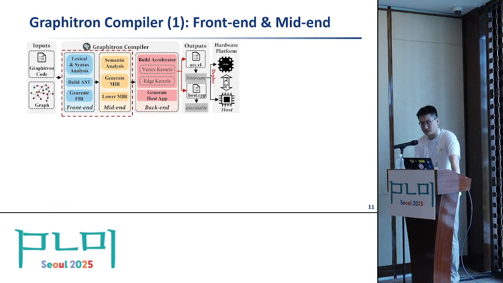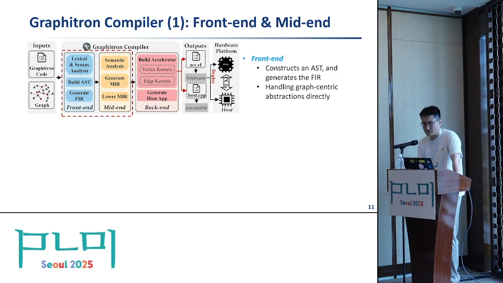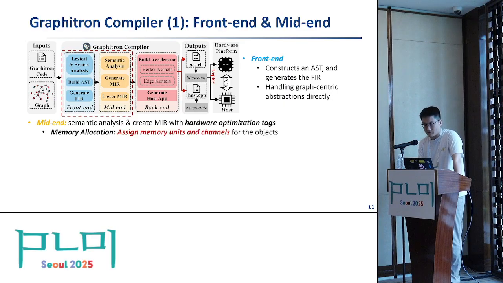From the compiler side, the front end constructs an abstract syntax tree and generates the front-end IR. Our front end involves a self-developed lexer and parser tailored for handling graph-centric object abstraction, such as vertex, edge, and their property, thus directly mapping these concepts without excessive pragma or hints. The middle end of the compiler maps these concepts to the target FPGA and adds some hardware optimization tags.